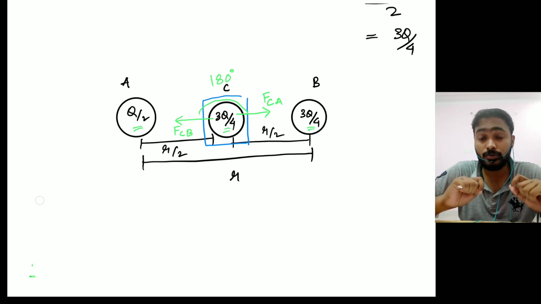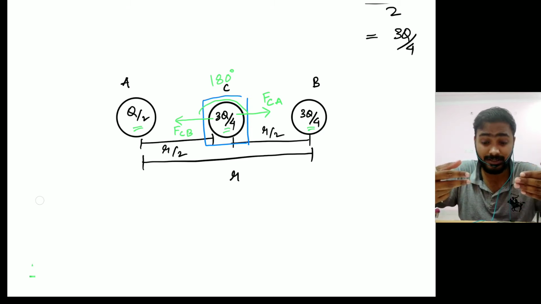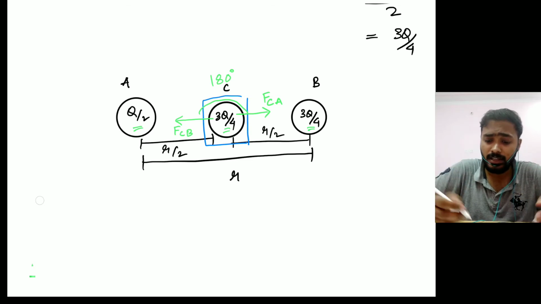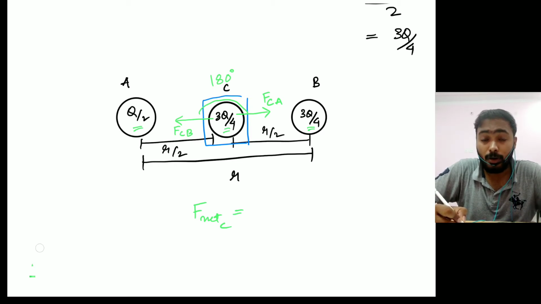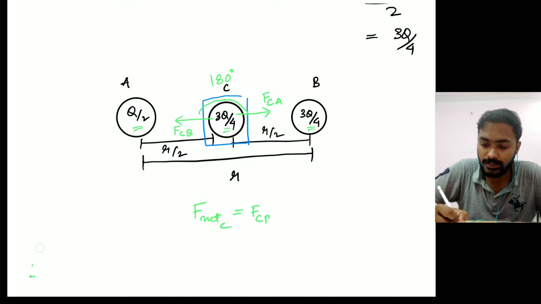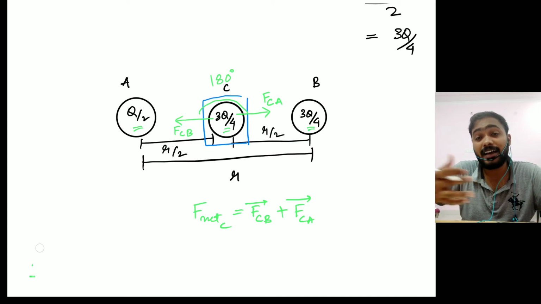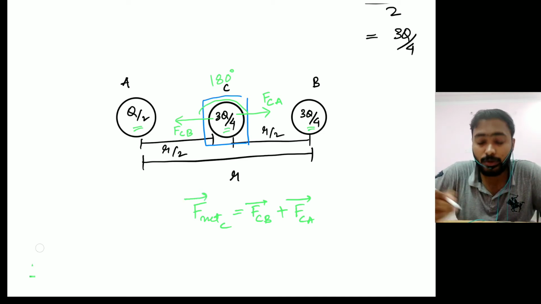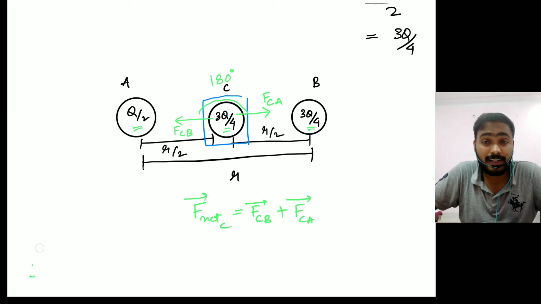Here we are going to use the superposition principle, because we are supposed to find the net force on body C. Net force on body C is the vector sum of all the forces acting on body C, right? The first force is your FCB, another force is your FCA. So you have to add them vectorially. That is what your final answer is.